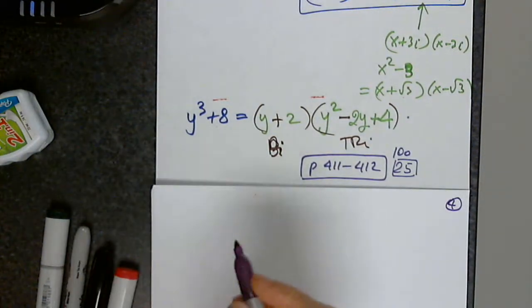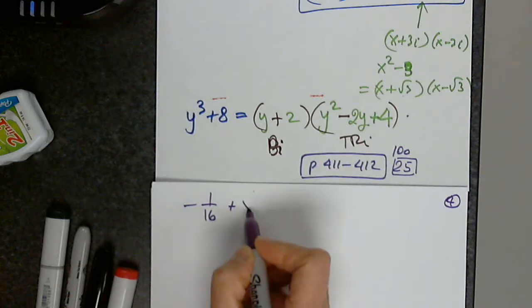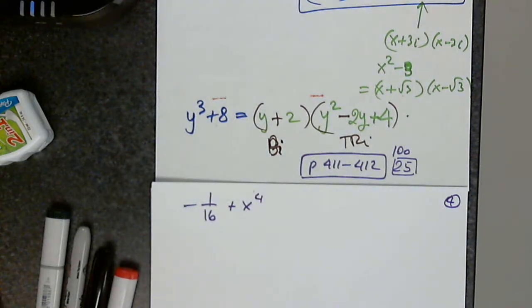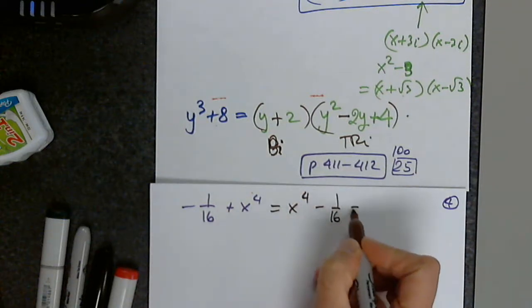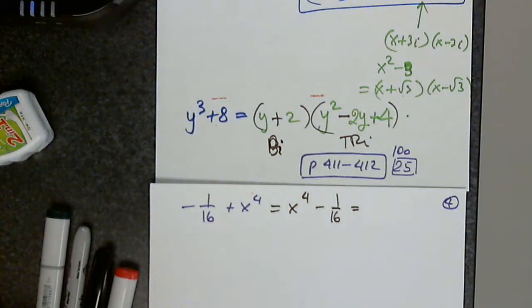Okay, next problem was negative 1/16 plus x to the 4th. So then, it's a binomial. Is it in descending order? No, it's not. So I have to rearrange it. Greatest common factor? None. Negative leading coefficient? No. Special product? I always hope for a special product.